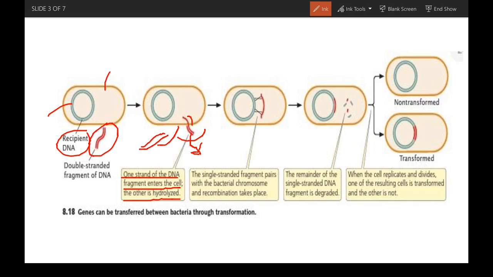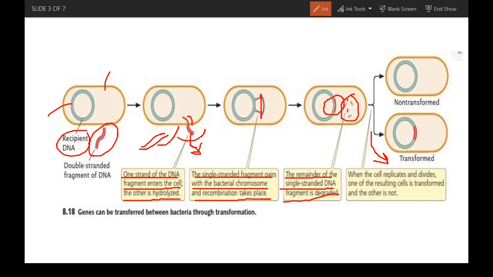So this one strand has entered, and now the single stranded fragment pairs with the bacterial chromosome and recombination takes place. It will go to its homologous area of the bacterial chromosome, and then a double crossover takes place between this foreign DNA and the recipient bacterial chromosome. After crossing over has taken place, the remainder of the single stranded DNA fragment is degraded. Here it is degraded, and the rest is incorporated into the bacterial chromosome.